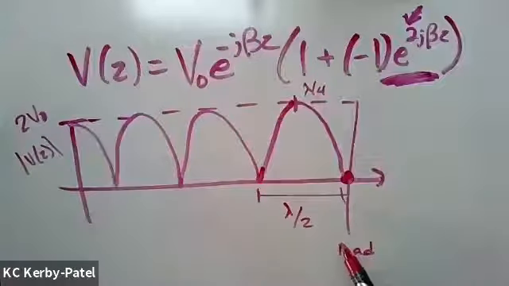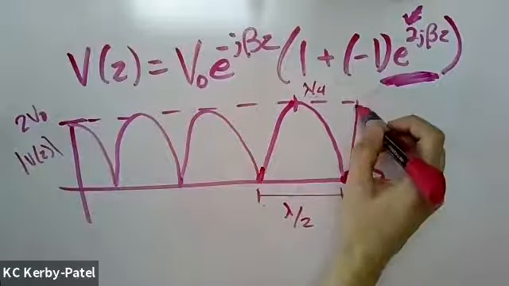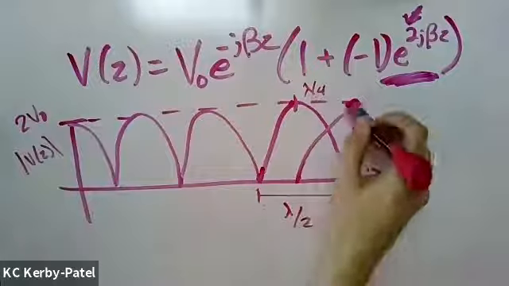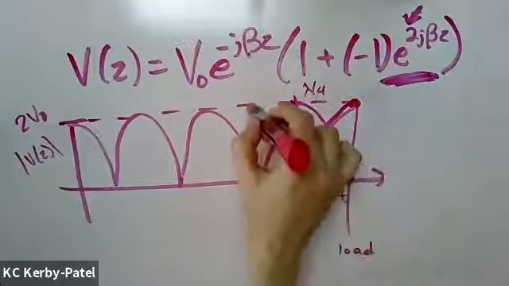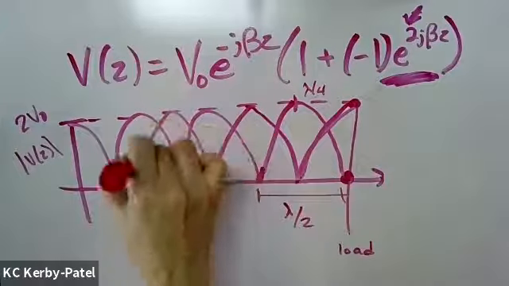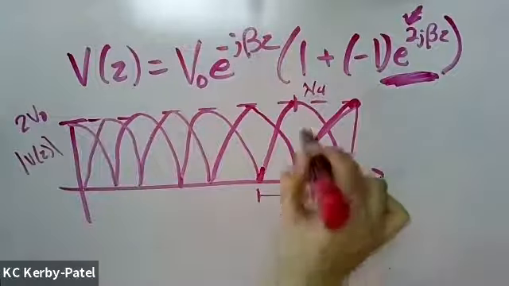If I drew the current standing wave, it would have the opposite shape, which kind of makes sense. This is a short circuit, so you would expect to have a current maximum here, and you end up with a current minimum at the voltage maximum. So current is off by a quarter wavelength from voltage. Maxima show up where the minima are and vice versa.